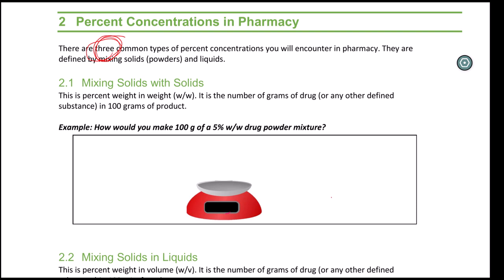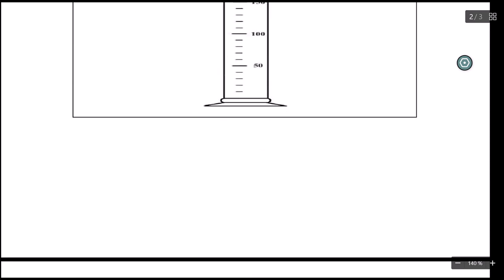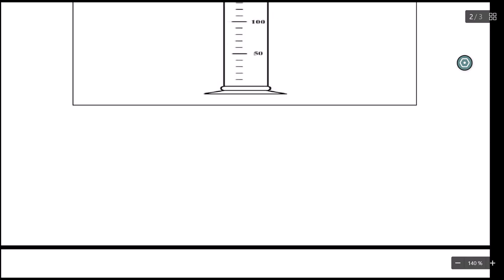We mix 3 things. We mix powders with powders. We mix liquids with liquids. And we can mix powders with liquids. Or you can say liquids with powders, however you want to talk about it. There's 3 things. So that's why you see solids with solids. These are meaning powders with powders. You can mix solids with liquids, so powders with liquids, or we can actually mix liquids with liquids. Let's talk about each one of these.